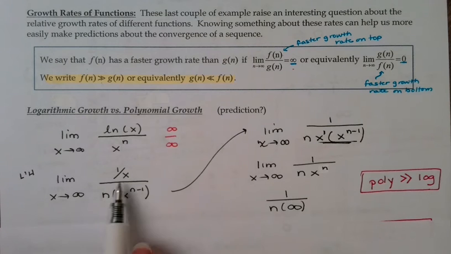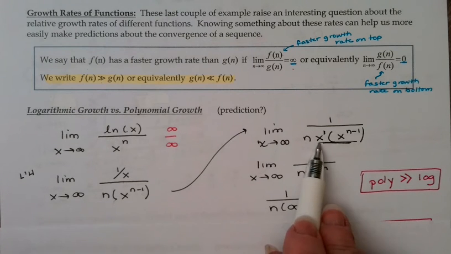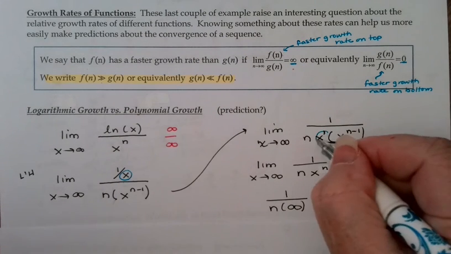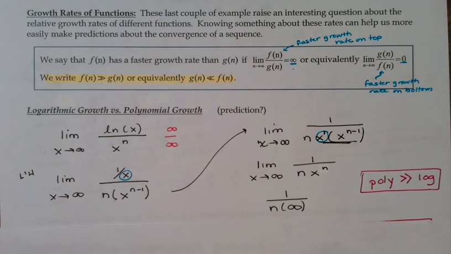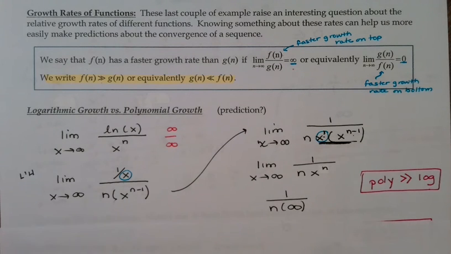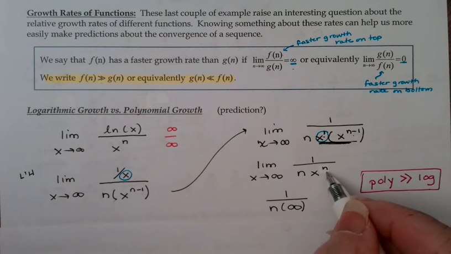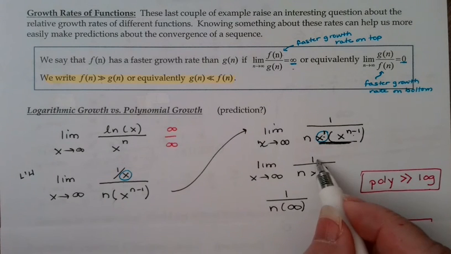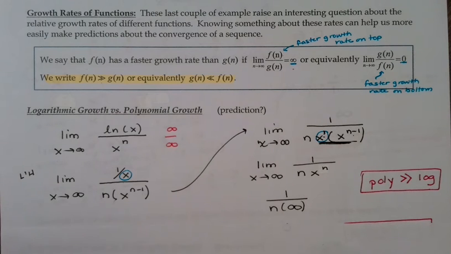Do a little algebra here. I'm going to take that 1 over x and just put that x down in the denominator. So this x here just became this x to the first down there. And now I've got 1 over n and I can multiply those together. Adding the exponents, 1 plus n minus 1 just gives me x to the n. As x goes to infinity now, I have 1 over something getting infinitely large, and of course a finite number over infinity goes to 0.